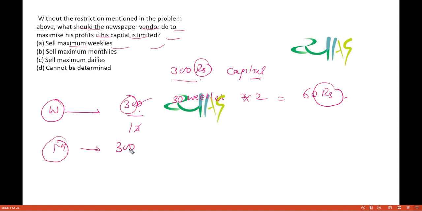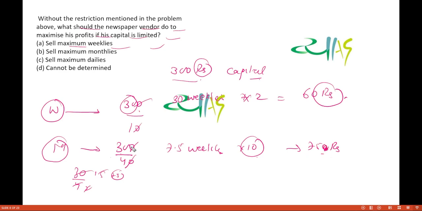So 300 by 40. I will be able to sell at least 7.5 monthlies. Okay, 7.5. If I multiply this by 10, because I am getting 10 rupees profit per piece, then I'll get 75 rupees profit. And if I am selling 300 dailies, each for 2 rupees each, what is the profit I am getting basically?